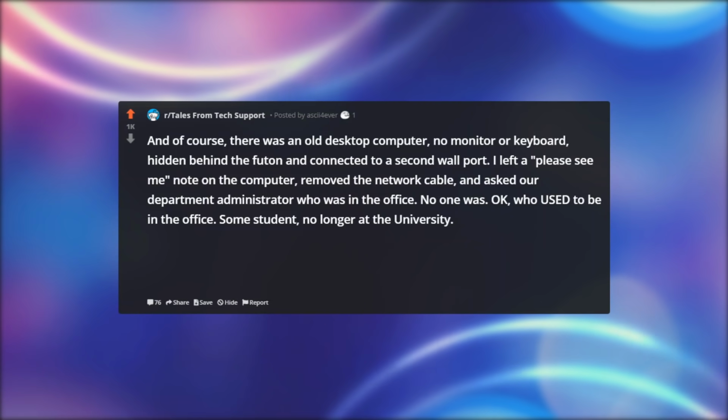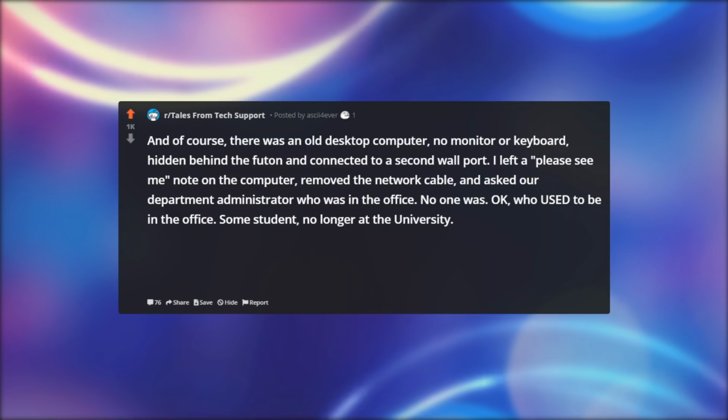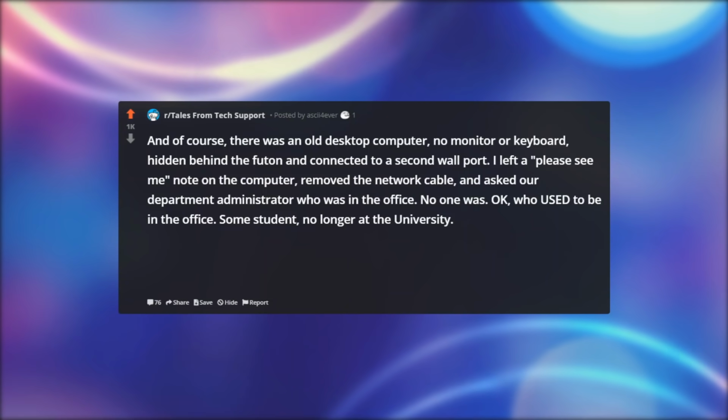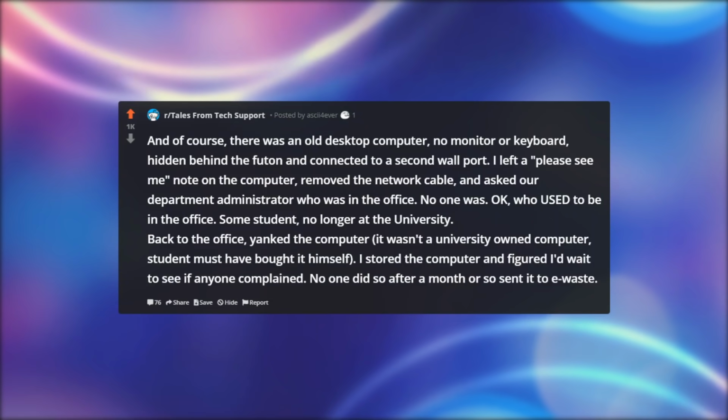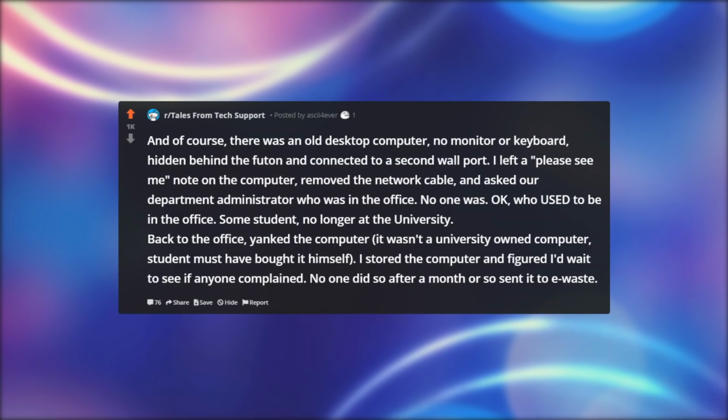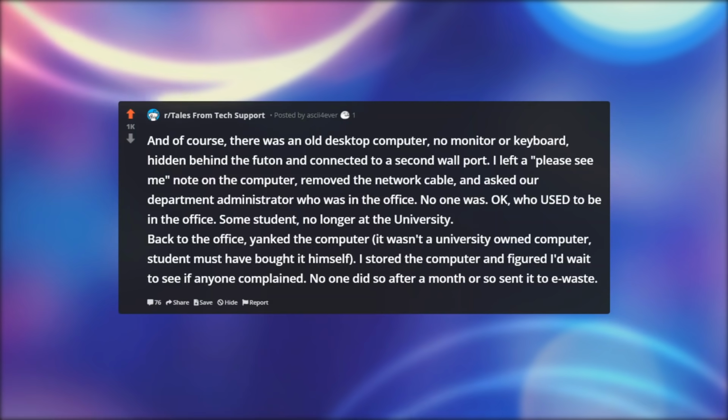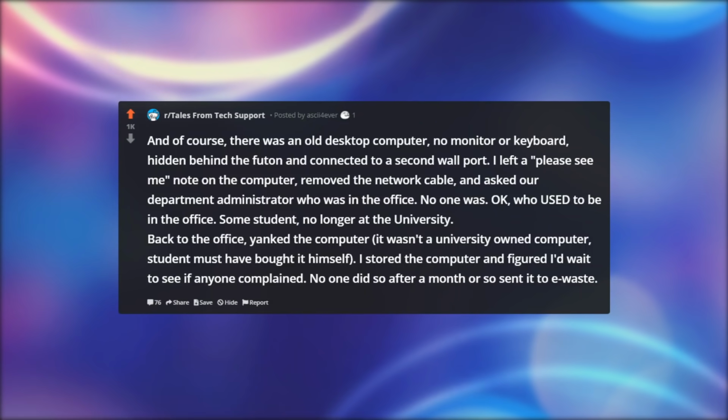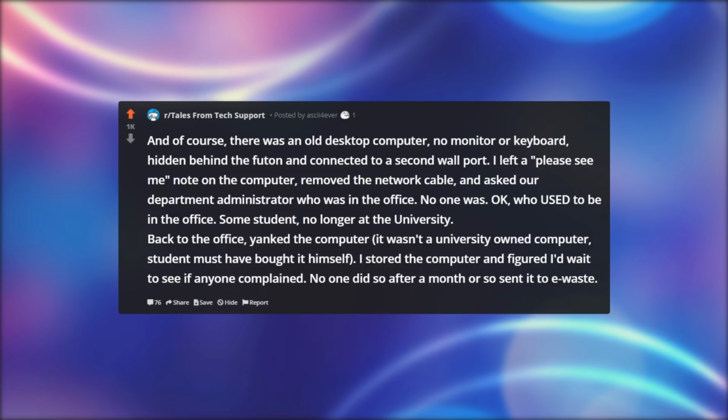our department administrator who was in the office. No one was. Okay, who used to be in the office? Some student, no longer at the university. Back to the office, yanked the computer. It wasn't a university-owned computer, student must have bought it himself. I stored the computer and figured I'd wait to see if anyone complained. No one did, so after a month or so sent it to e-waste.